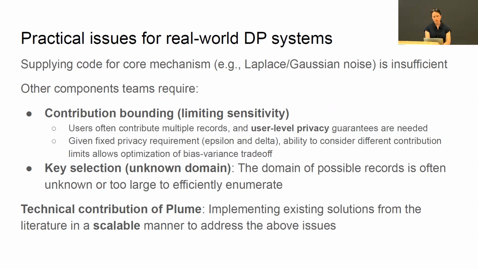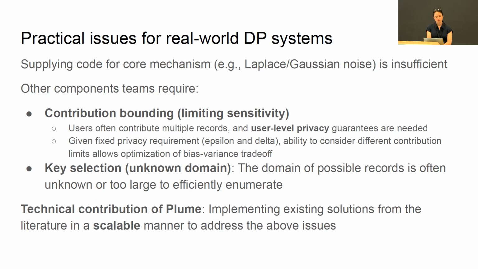And then the second major issue that we found teams needed support for was key selection. So there were a lot of data sets where the set of possible values for a record was not simple or efficient to specify. And instead, we needed to provide some infrastructure for supporting key selection based on the data set itself. So both these components, the contribution bounding and the key selection, were vital to making DP usable in practice.